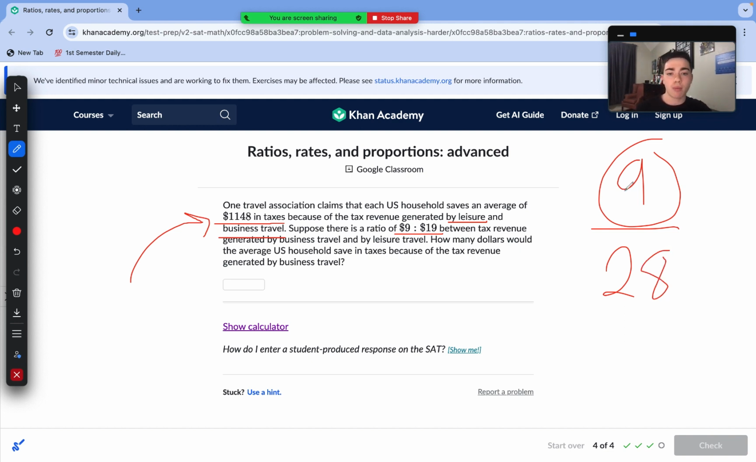Now we have a ratio representing tax revenue generated by business travel and total tax revenue, which we can now multiply by 1,148 to find our answer. Once we do that multiplication, we get the answer of $369. So that is the amount of dollars that the average U.S. household would save in taxes. So 369 is our final answer here.